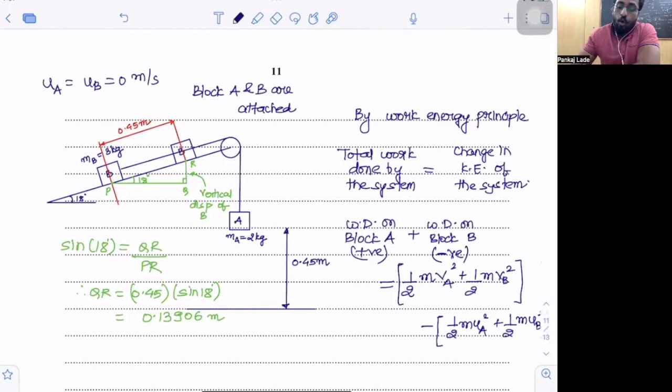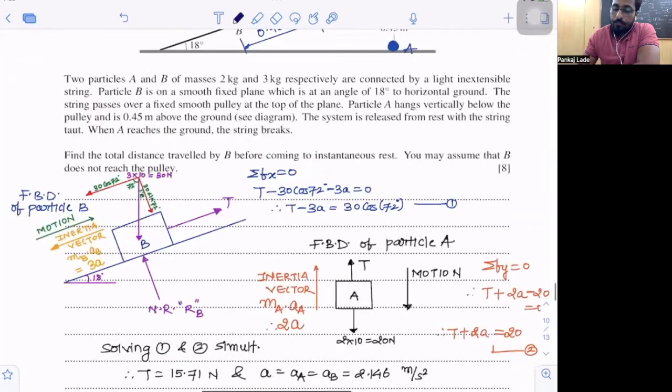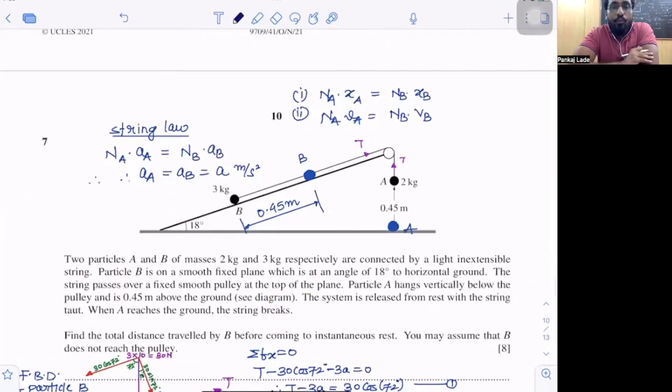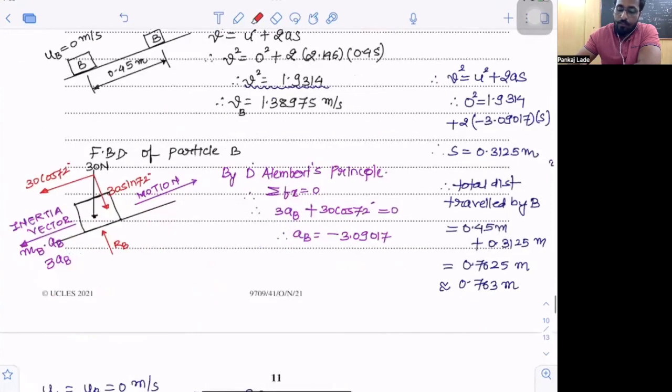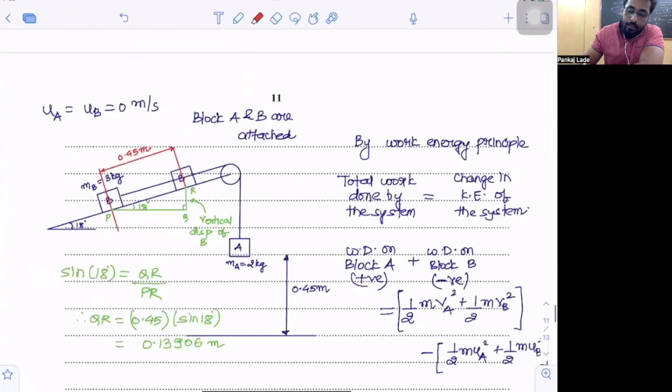According to the string law, you remember this, na into va is equal to nb into vb, isn't it? The string law is remembered by you. There is one string attached to block A, one string attached to block B, so va must be equal to vb. Final velocities must be equal. So I can write here va is equal to vb, and let's say it is equal to v meter per second.